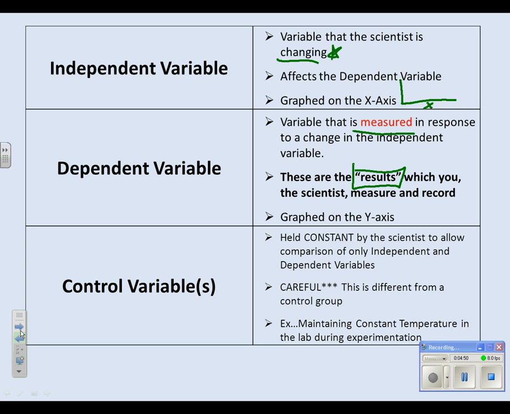Control variables are something like temperature. I'm going to control the temperature in this room as I use two different waxes on the floors. That's going to be controlled. Humidity, pressure, all those things are going to be controlled variables.